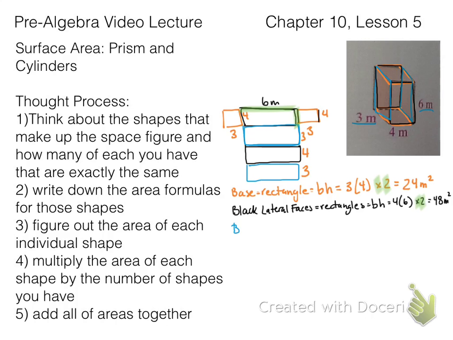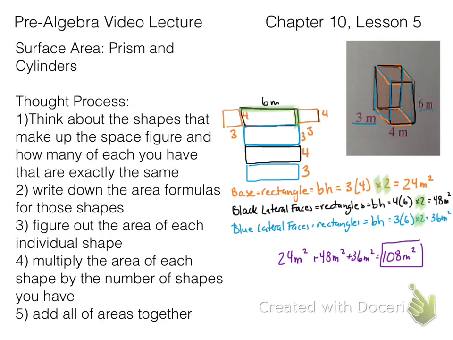Now for the light blue lateral faces, they are rectangles, so it's base times height, and they are 3 by 6 rectangles, and I do have 2 of them. So that gives me a surface area of those rectangles of 36 meters squared. Then to find the total surface area, I'm going to add them all up, and that gives me a total of 108 meters squared. So the surface area of this entire rectangular prism is 108 meters squared.